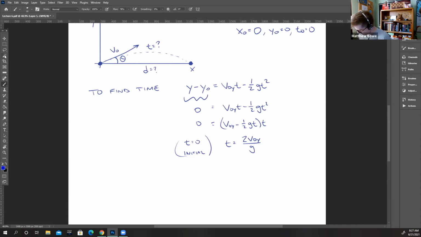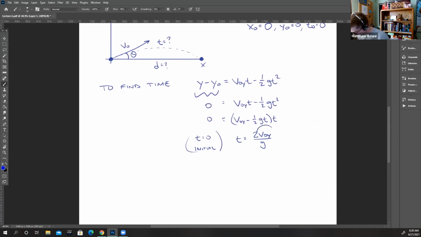Okay. But what is v naught y? That is something that's not explicitly given in the problem. We're given velocity, but we only need the y component of velocity right here. So this is where we're splitting a vector up into its components. Let me write down what the y component of that vector is. Using what we already know, v naught y is v naught sine of theta.